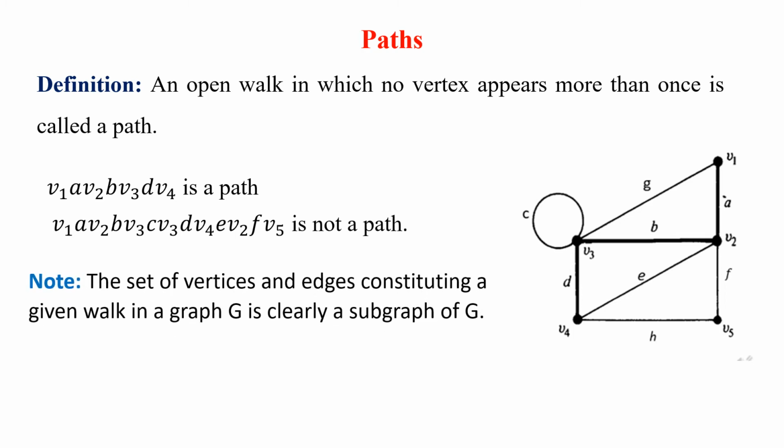Note, the set of vertices and edges constituting a given walk in a graph G is clearly a subgraph of G. So this walk, V1, A, V2, B, V3, C, V3, D, V4, E, V2, F, V5, is a subgraph of the given graph G.